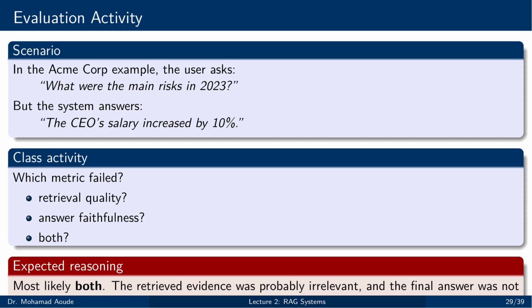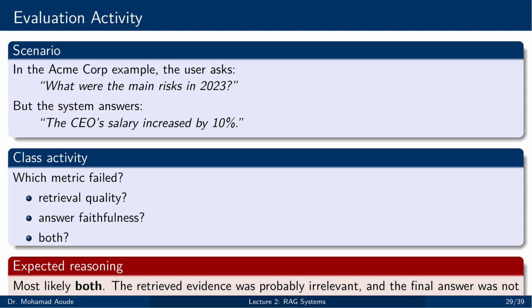Let us look at a simple but revealing failure case. In the Acme example, the user asks about the main risks in the reporting year, but the system answers that the chief executive's salary increased. This is clearly wrong, but the important question is not just that it failed. The important question is how it failed. Most likely, both retrieval quality and answer alignment failed.